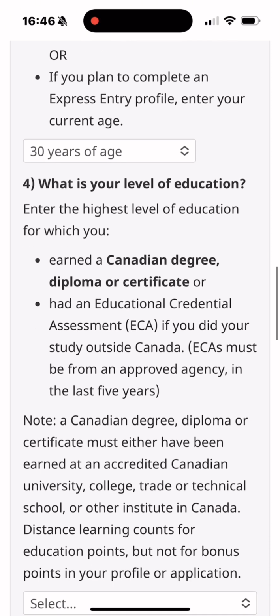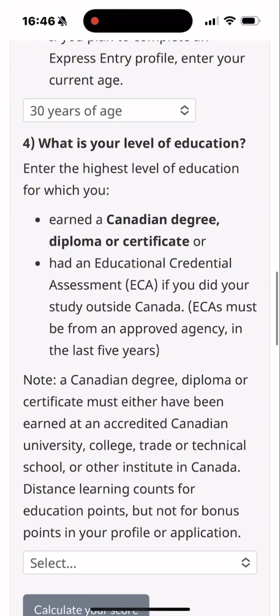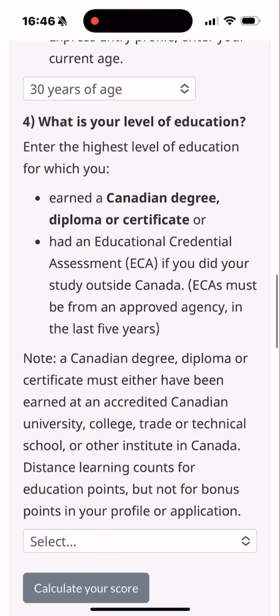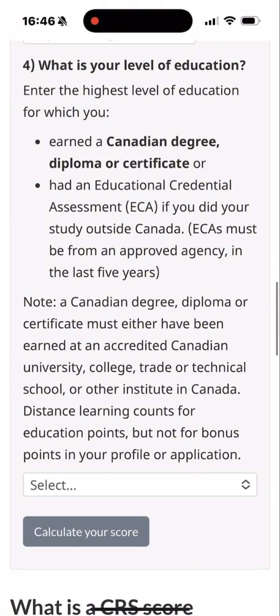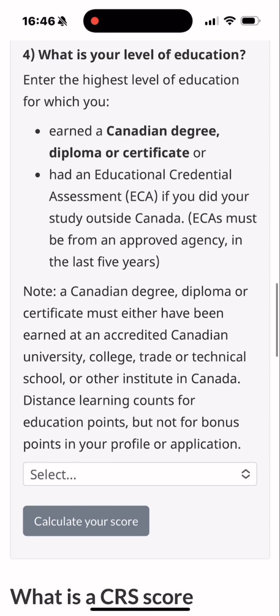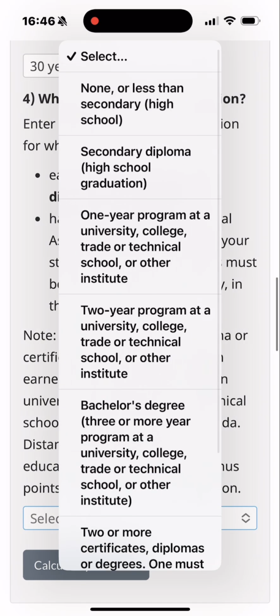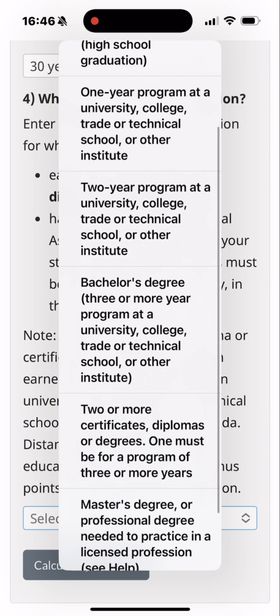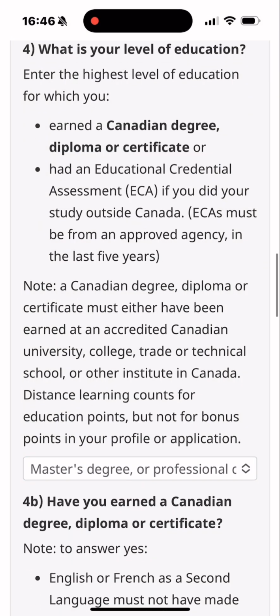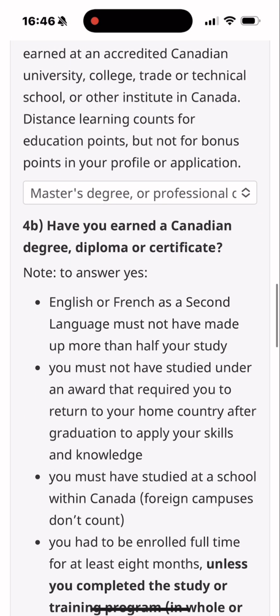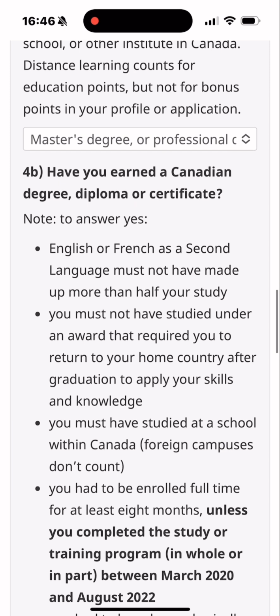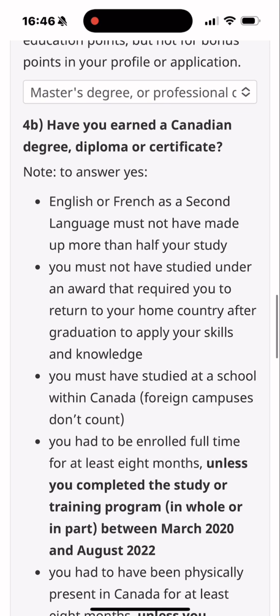Then it asks for your level of education. What's the highest level of education? Do you have a Canadian degree or a degree outside Canada? Usually the evidence is the ECA, Educational Credential Assessment. So I put master's degree. If you have a BSc, put your highest degree, but I put master's degree.